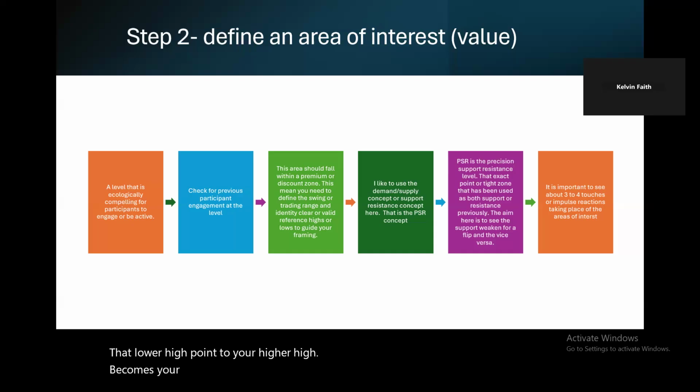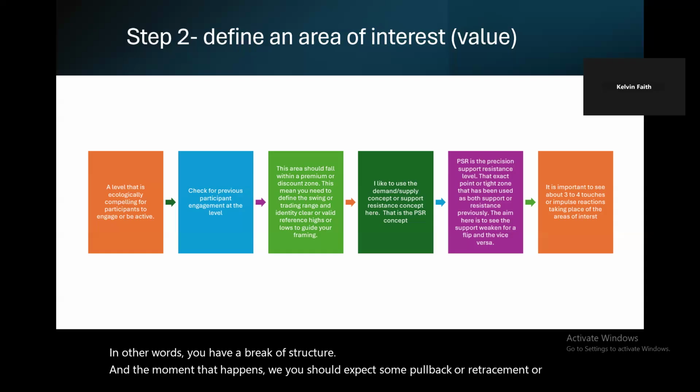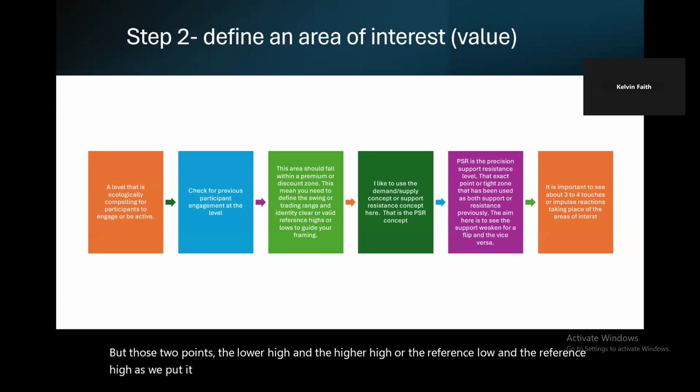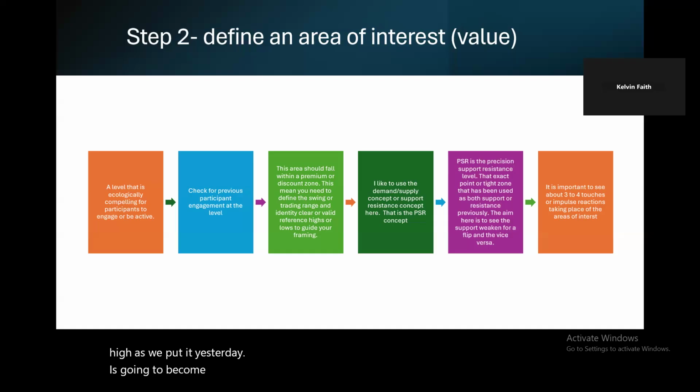Why is it a range? Because the movement from the lower high going up took out a previous higher high and made a new higher high. In other words, you have a break of structure. And the moment that happens, you should expect some pullback or retracement or correction. But those 2 points, the lower high and the higher high, or the reference low and the reference high, as we put it yesterday, are going to become your swing range or swing structure.